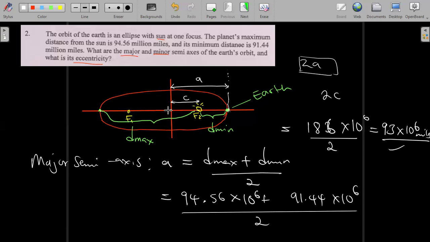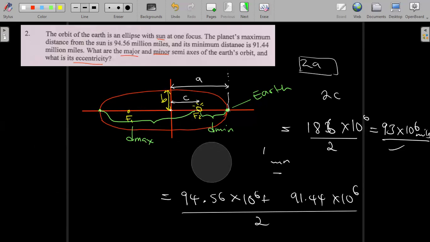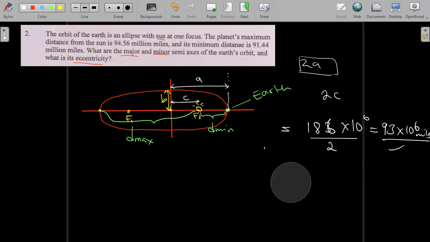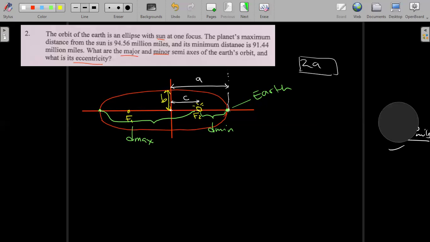So the minor one: if you have the major sitting in the x and it's a like this, the minor one in this case is going to sit in the y, and it will be the distance from there to there like that. And this here is given by b. So that's what you're going to get. Now we found a, so we can also find c. Then we can use the formula for the ellipse to find our b. So what are we going to say?